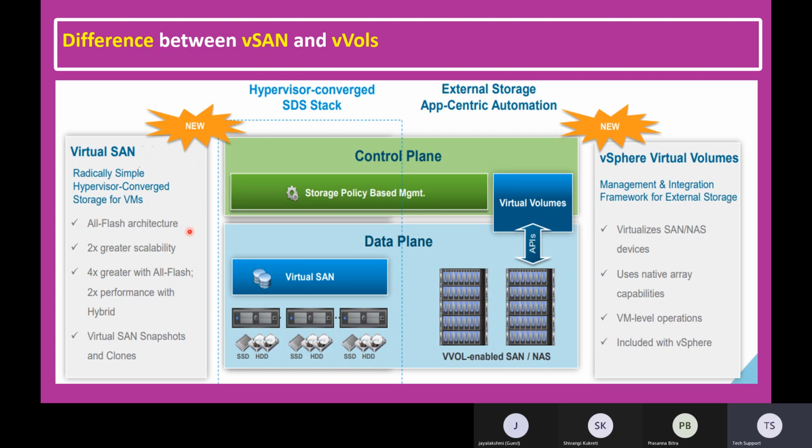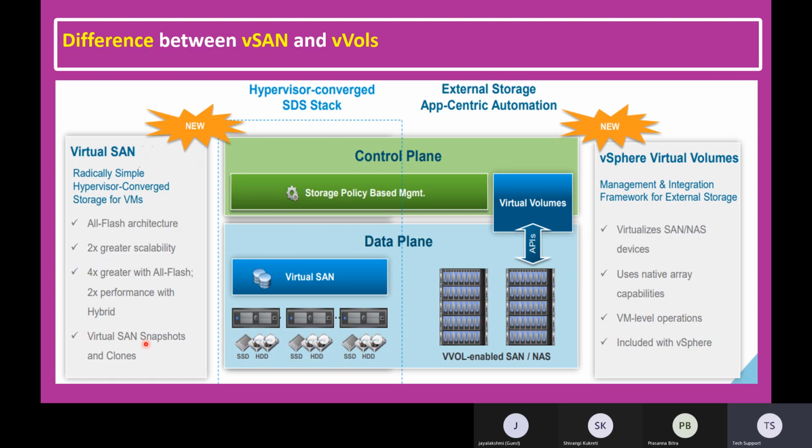In our virtual SAN, we have two types of architecture, all-flash architecture and hybrid architecture. With all-flash architecture, instead of SSD and HDD, we use all SSD disks. It gives two times greater scalability, and if we are using all-flash, it will be four times greater. Performance-wise, if we use hybrid, it will be two times higher performance. Hybrid means we have different types of hard drives: the cache tier is SSD, and the capacity tier is HDD.